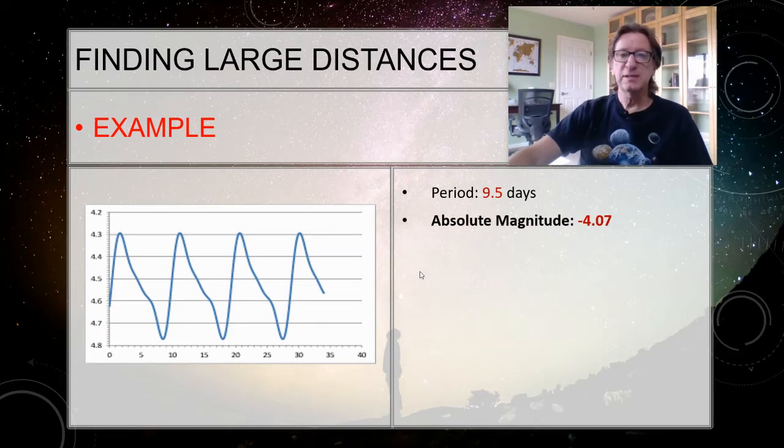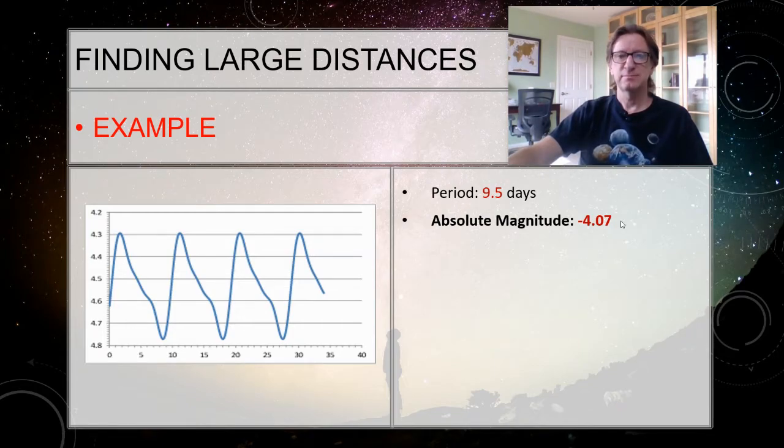All right, so the next step is I need the absolute magnitude. Well, you take that period and put it into the period luminosity equation, or you can use the graph, either one. And what you should find is you get negative 4.07. I'm going ahead and giving that to you because this is probably the hardest part of what we do for this particular section. So pause the video and see if you get negative 4.07.